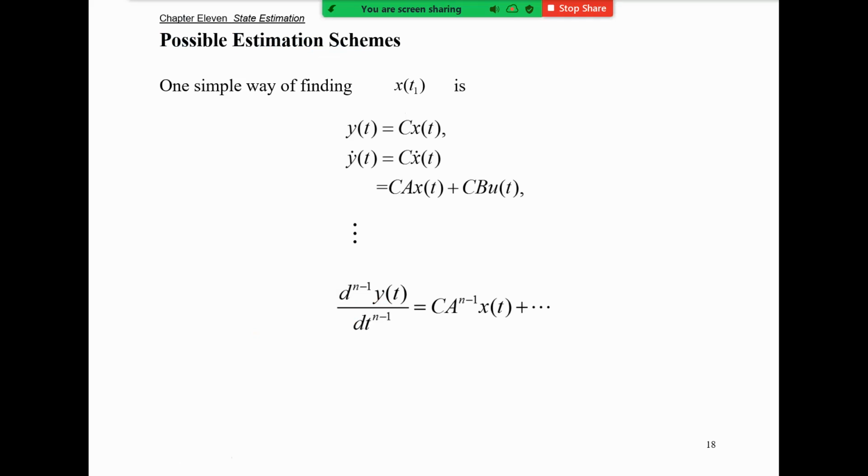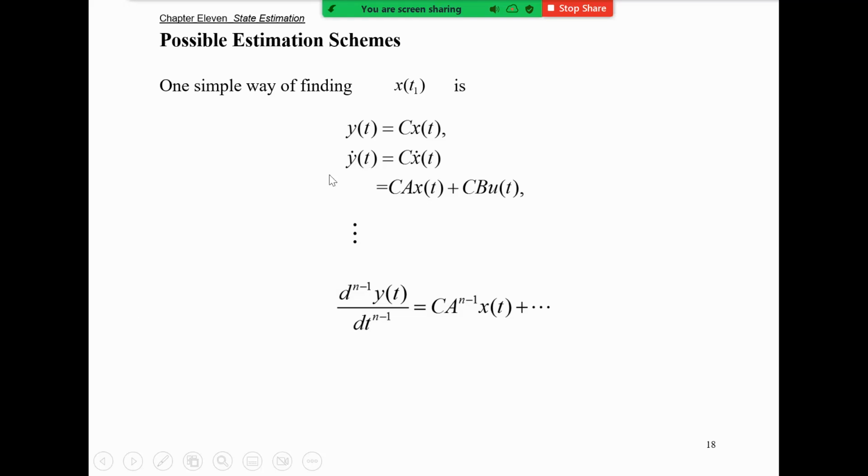First we will try to recall what we have learned about observability. Probably the observability matrix can help us. From that angle, we can come up with a very simple way. One way will be like this. We know the output signal y, so let's take the derivative. So y dot will be C x dot. But we know x dot is related to x and u. We plug it in, so we have CAx plus CBu.